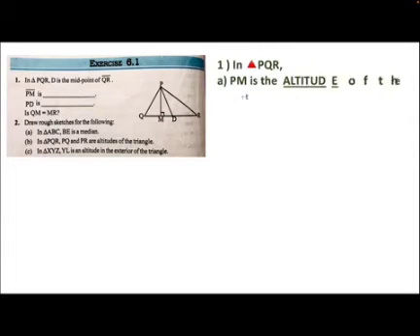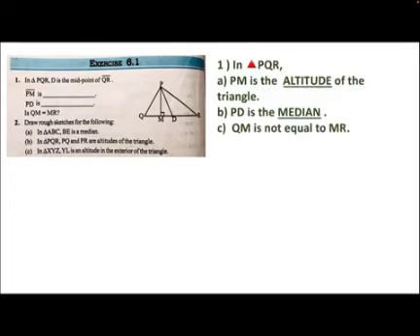Is it not? He's asking, is QM equal to MR? Where is QM? QM is here. QM and MR, are they equal? Definitely not. But QD and DR are equal because PD is the median separating this line into 2 equal parts. Okay, children. And the next question is, draw rough sketches for the following. Let us see. In triangle PQR, PM is the altitude, PD is the median, QM is not equal to MR.